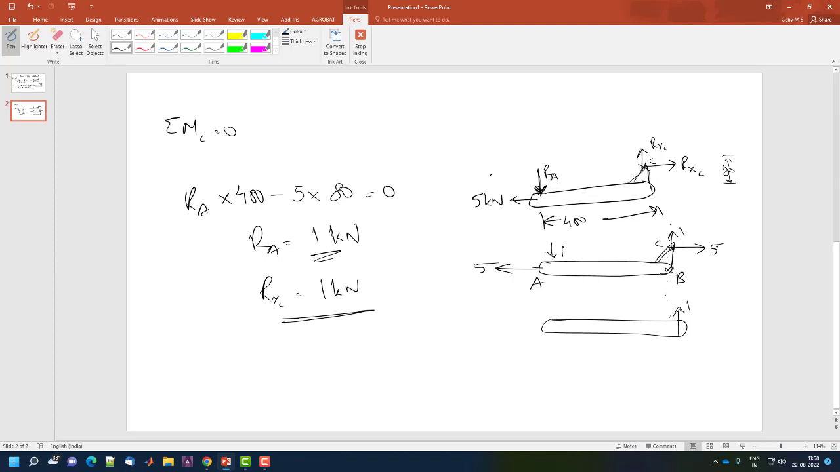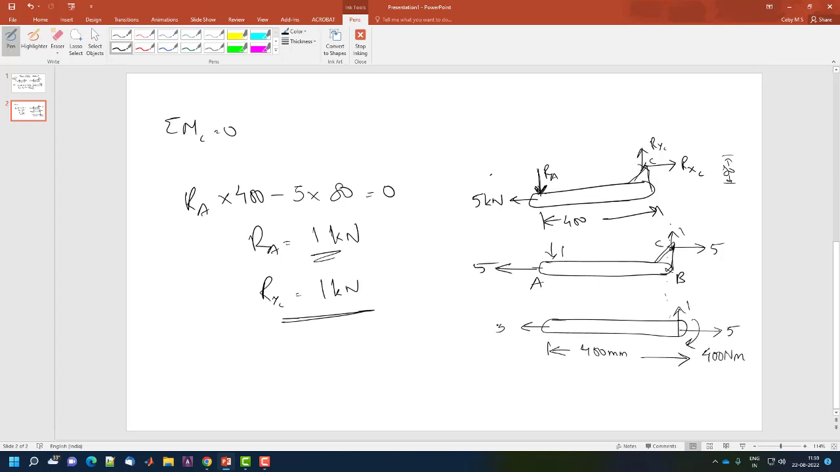But what about the 5 kilonewton? It is acting at 80 mm. So that will produce a force as well as a moment, which is equal to 80 into 5, that is 400 kilonewton mm. So that will be 400 Newton meter. Okay, I'm converting, or let it be 400 Newton meter. Okay, so I am writing this as 400.